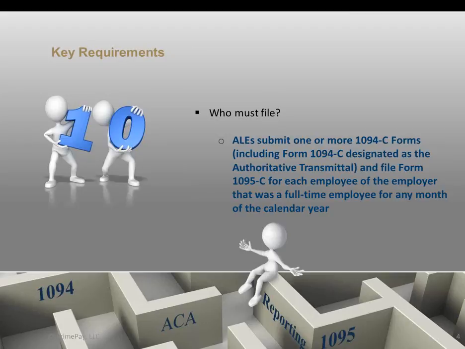So who must the employer file for, okay? As you read this definition, they need to submit one or more 1094C, that's the transmittal information return for the employer, and file form 1095C, that's the employee statement, for each employee of the employer that was a full-time employee for any month of the calendar year. So they've provided some clarification here in regard to full-time employee. As long as that employee was a full-time employee in any given month of the calendar year, that becomes a reportable item. A statement needs to be not only filed for that employee, but furnished to that employee.